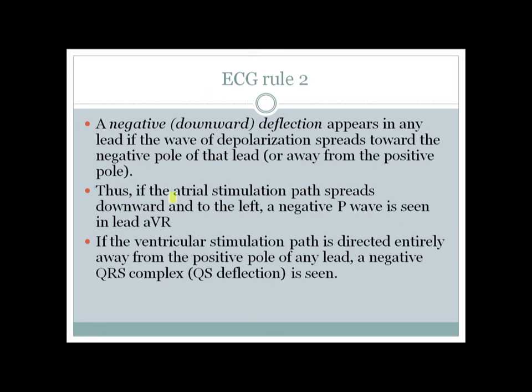Rule 2 is that if a wave of electrical activity goes to the negative pole of a lead, or away from the positive pole of that lead, it will show a negative or downward deflection. Thus, if the atrial stimulation path spreads downward to the left, a negative P wave is seen in lead AVR, because the positive pole of lead AVR is actually in the upper region.